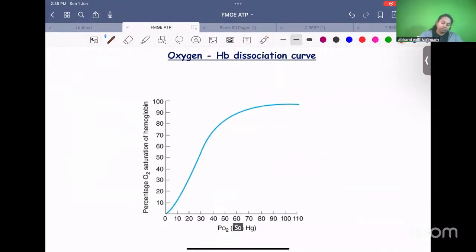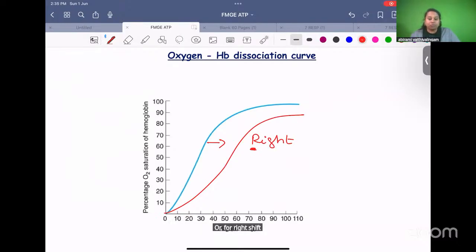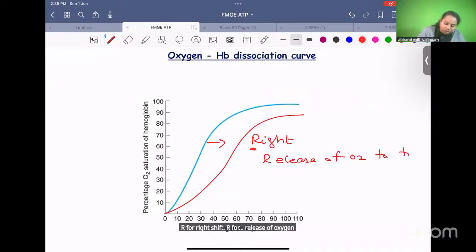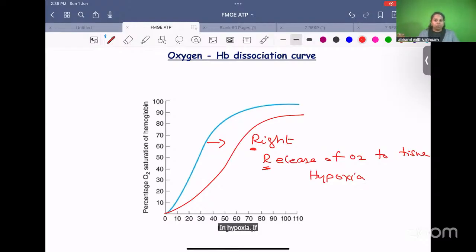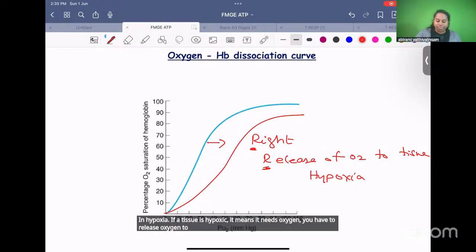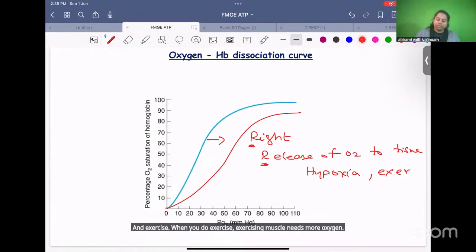So in right shift, if the curve is shifted to the right like this, R for right shift, listen carefully, this is the most important part. R for right shift, R for release of oxygen to tissue. So whenever there's a need to release oxygen to the tissue, the curve shifts to the right side. When will you have a need to release oxygen to the tissue? In hypoxia. If a tissue is hypoxic, it needs oxygen. You have to release oxygen to the tissue. And exercise, when you do exercise, the exercising muscle needs more oxygen. So all this will cause right shift.